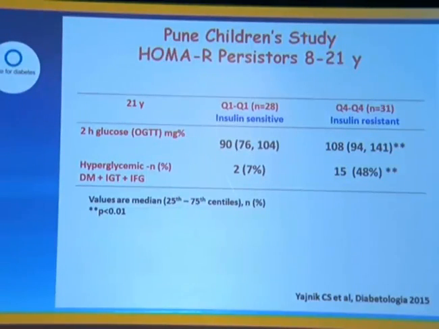Those who were insulin sensitive throughout, their average 2-hour glucose was 90. For those who were both resistant, 108, quite a substantial increase. And if we look at hyperglycemic, 7% as opposed to 48%. Half of those who were insulin resistant both at 8 and 21 had higher risk of being either pre-diabetic or diabetic.